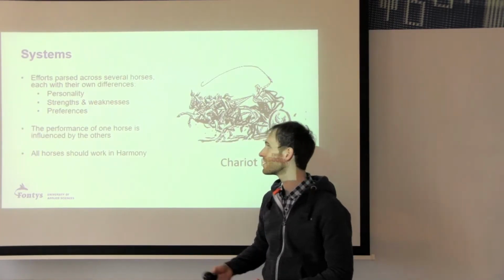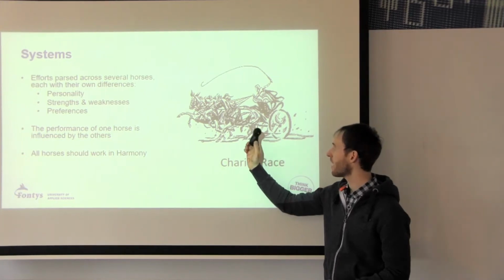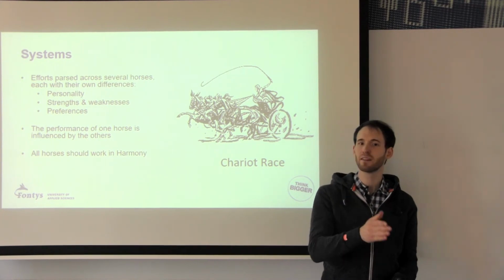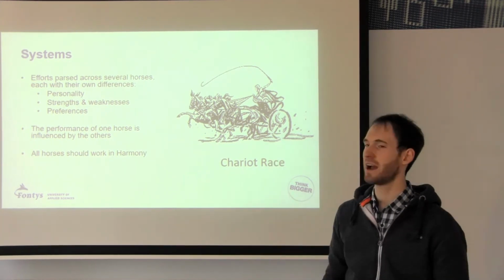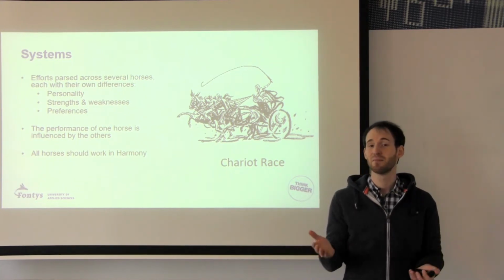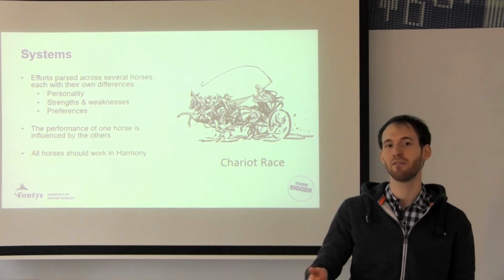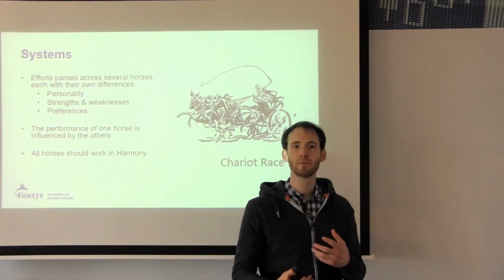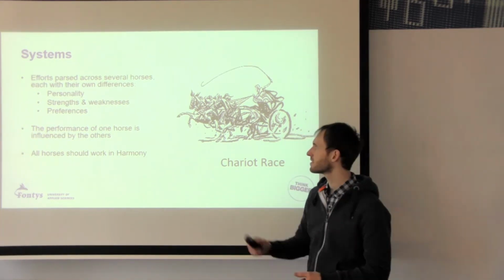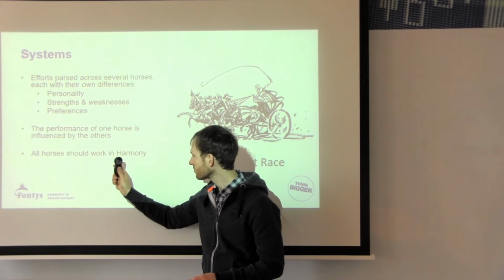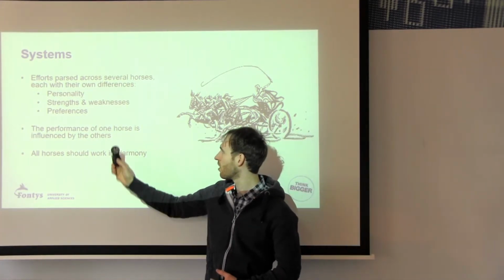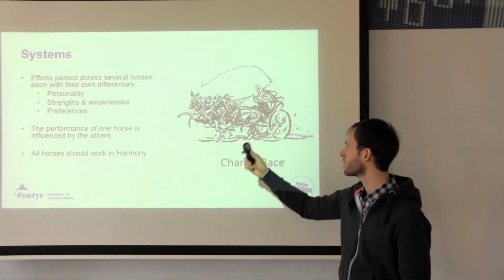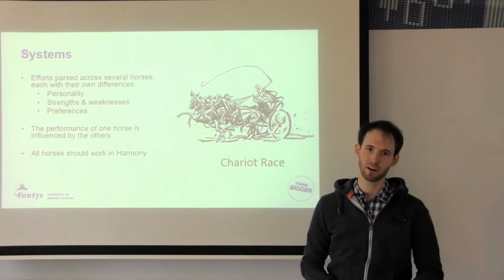The difference to systems actually is that in a system like a chariot race, you have more horses. And there, even if you have the best trained horse, if the other horses are not that well trained, the whole system actually is not as fast, because the slower horses slow down the fast one. So the important thing here is to look at the personality, strength, preferences of the different parts in the system, so of the different horses in this example, and try to harmonize them, because performance of one horse influences the other horses. So that's the difference between a process and a system, and here you have to make sure that the system runs in harmony.